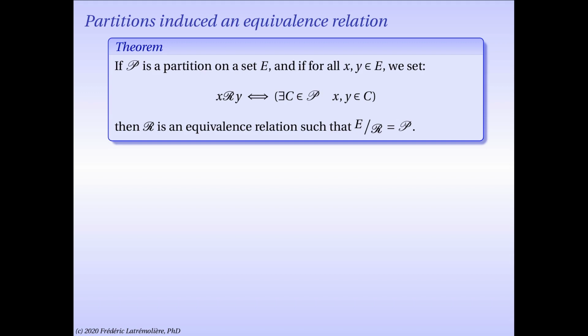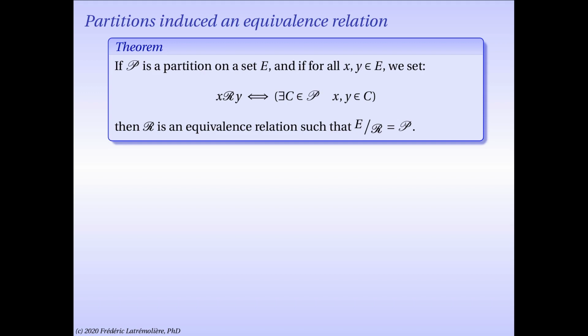Now, on the other hand, it turns out that we can flip this picture. Partitions also induce equivalence relations. If I have a partition of a set E, I can define an equivalence relation as follows: two elements x and y in E are equivalent if they both belong to the same element of my partition. I claim that this indeed is an equivalence relation on E, and not only that, but the quotient space is exactly given by the partition I started with.